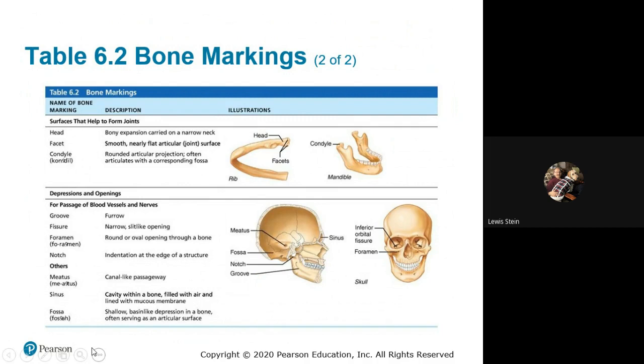So a fissure is a slit-like opening. The famous fissure of them all is right there. Take a look at the eyes in the orbit. It's sort of like a gash, somewhat triangular. You can see it there. That's called the superior orbital fissure. There's one below it called the inferior orbital fissure, but nothing goes through that. The superior one, nerves go through, and blood vessels.